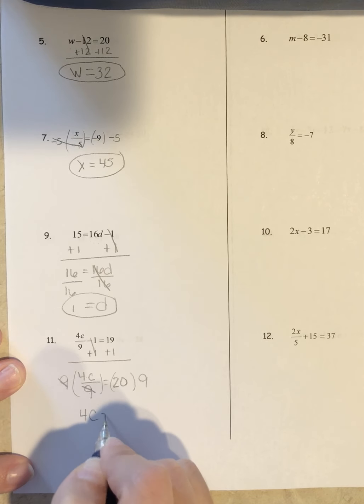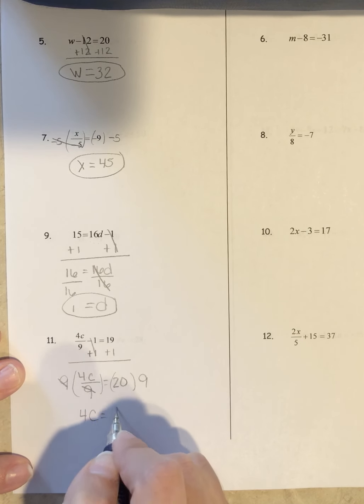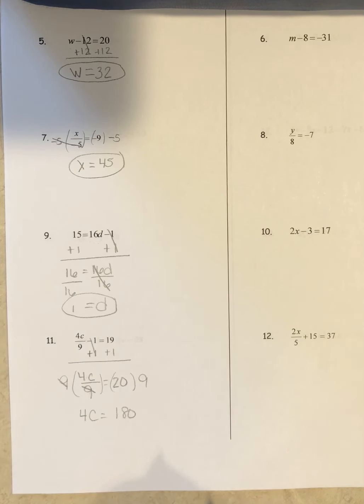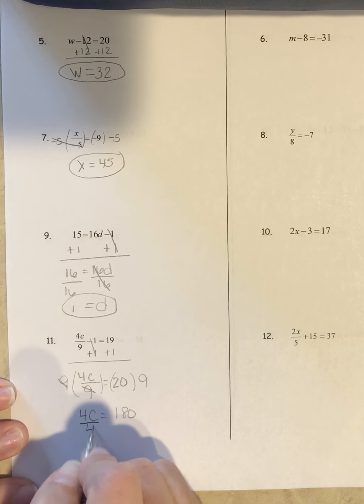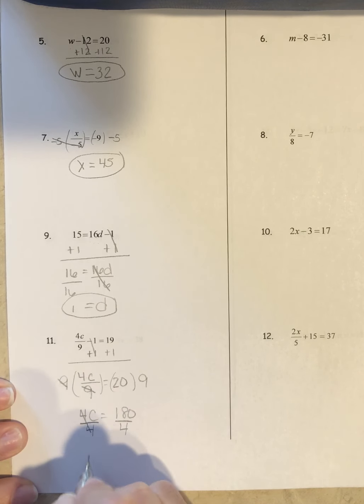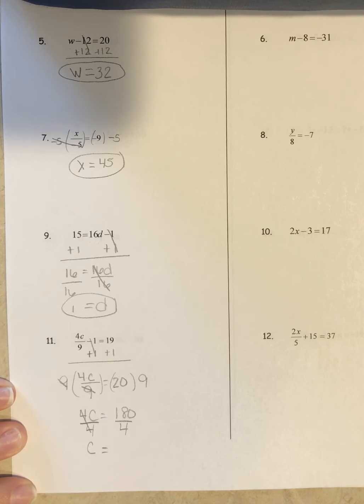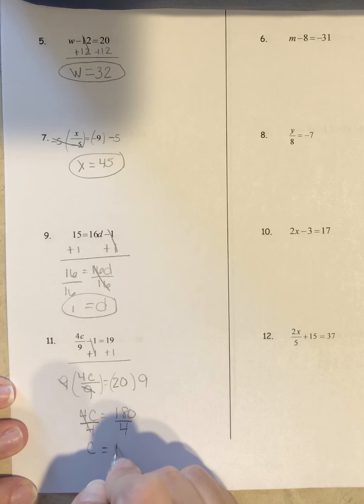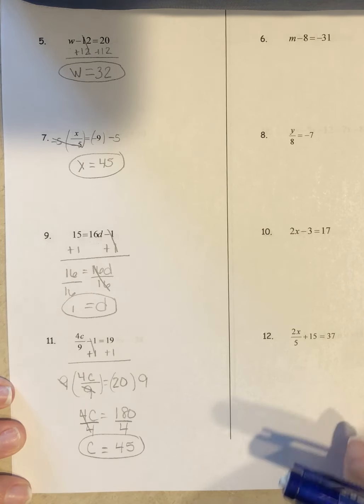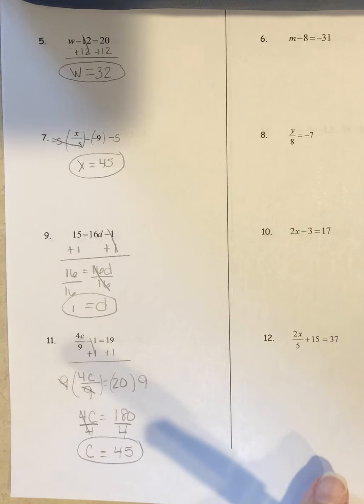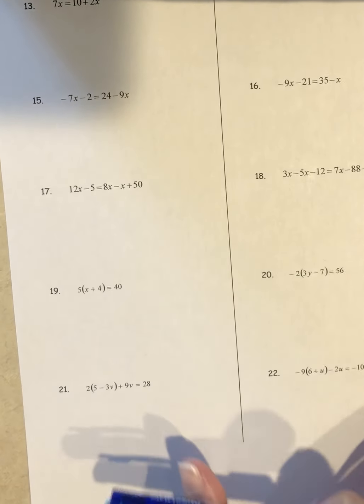So I'm left with 4c. 20 times 9 is 180. Obviously, any operations you need to, you can use your calculator. And if I have 4 times c, the opposite of multiplying by 4 is dividing by 4, so I get c equals, and when you do 180 divided by 4, you get 45. Couple more to go on this one.